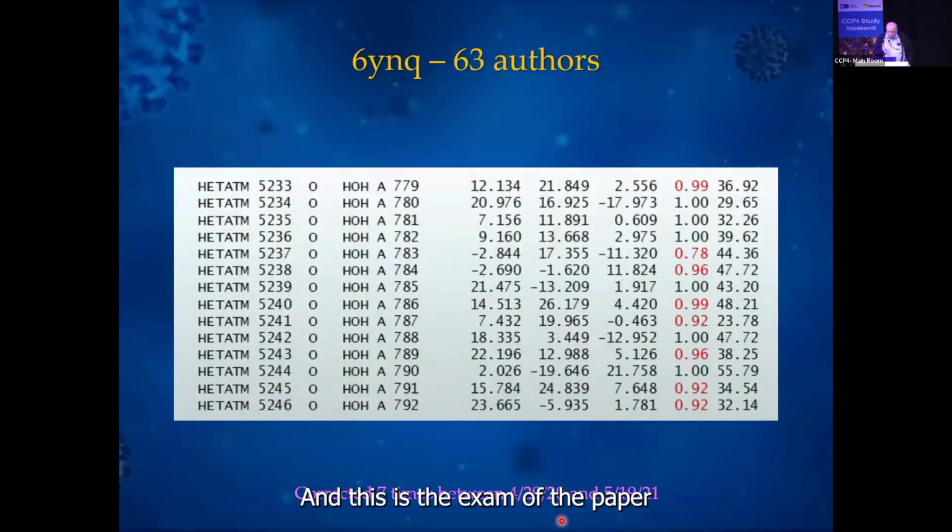Yes, and this is an example of a paper which has 63 authors. And it was corrected 7 times, but still the occupancy of water changes between 0.99 and 0.78, 0.96, 0.92, and so on. Look, this is all one. Yes, you are adding parameters. So I contacted them a few times, no response.